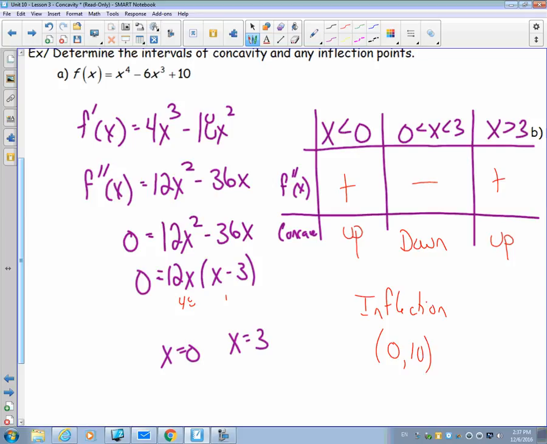And our other inflection point's at 3. And if we put 3 back into this original equation, so 3 to the 4 minus 6 times 3 to the 3 plus 10, we should get negative 71. Okay, and that's how we can sort of tell what's going on with our function.